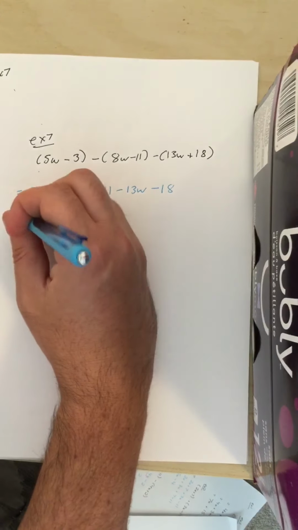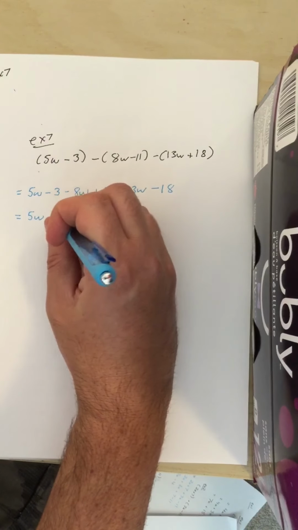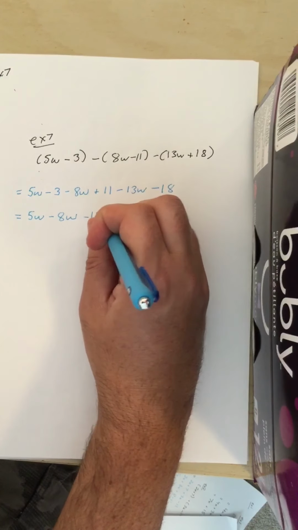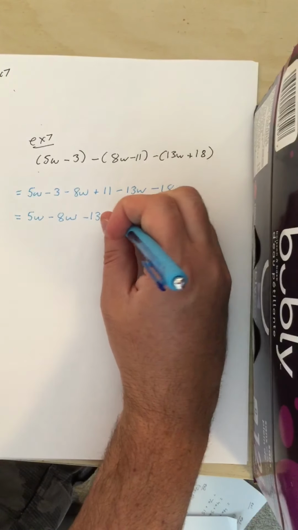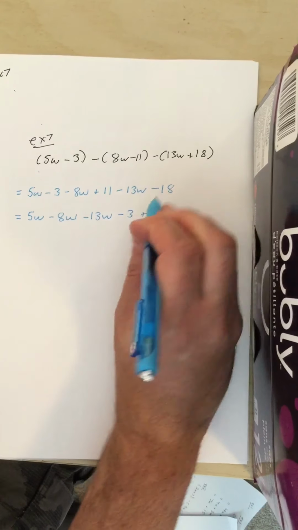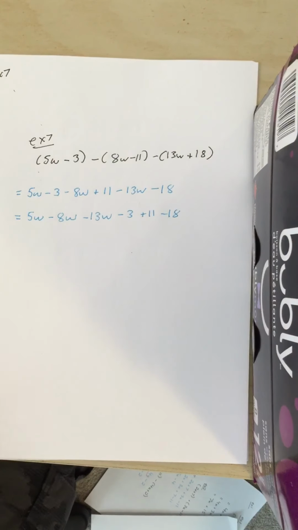So we're going to rearrange it. We're going to get 5w. The minus 8 brings the minus with it. Minus 8w. The minus 13 also brings its minus with it. The minus 3 brings its minus with it. The plus 11 brings the plus with it. And minus 18. And then we actually add them.